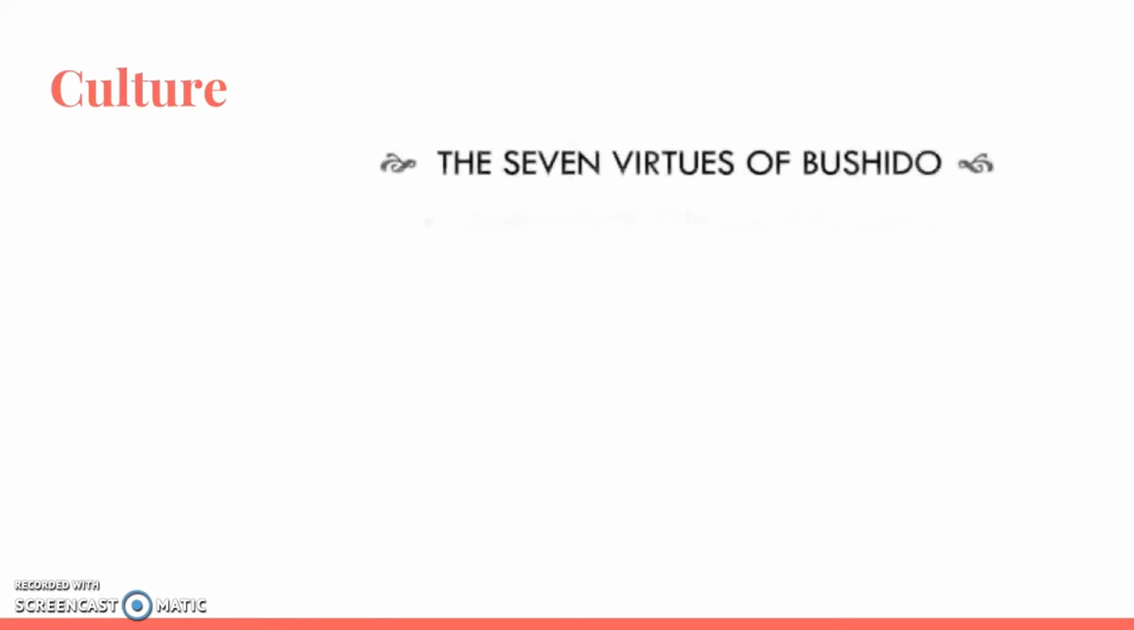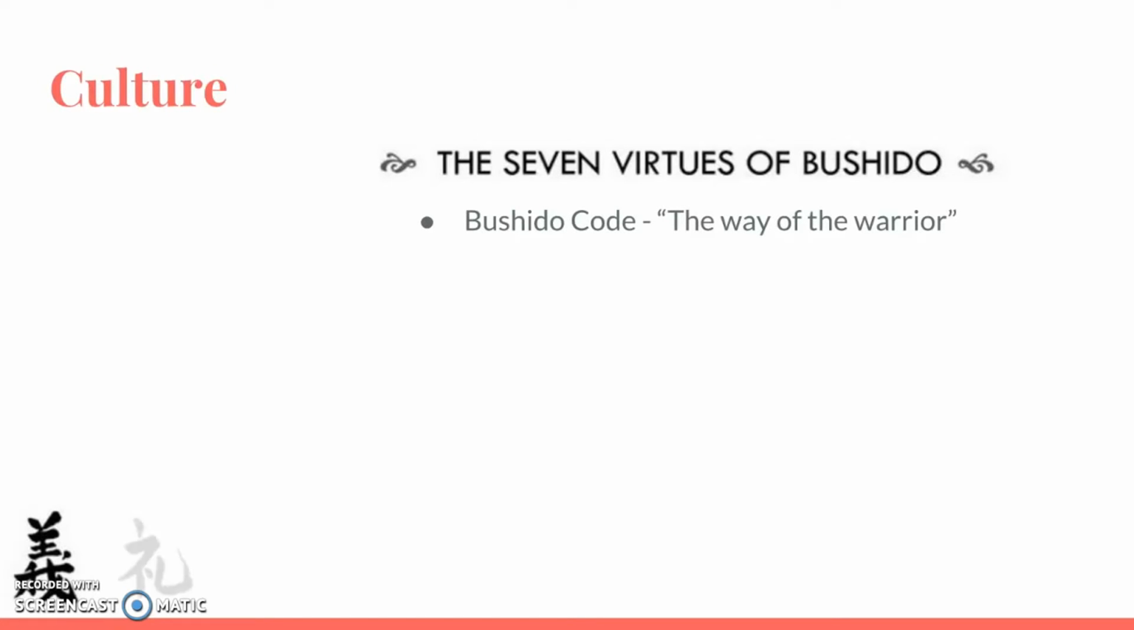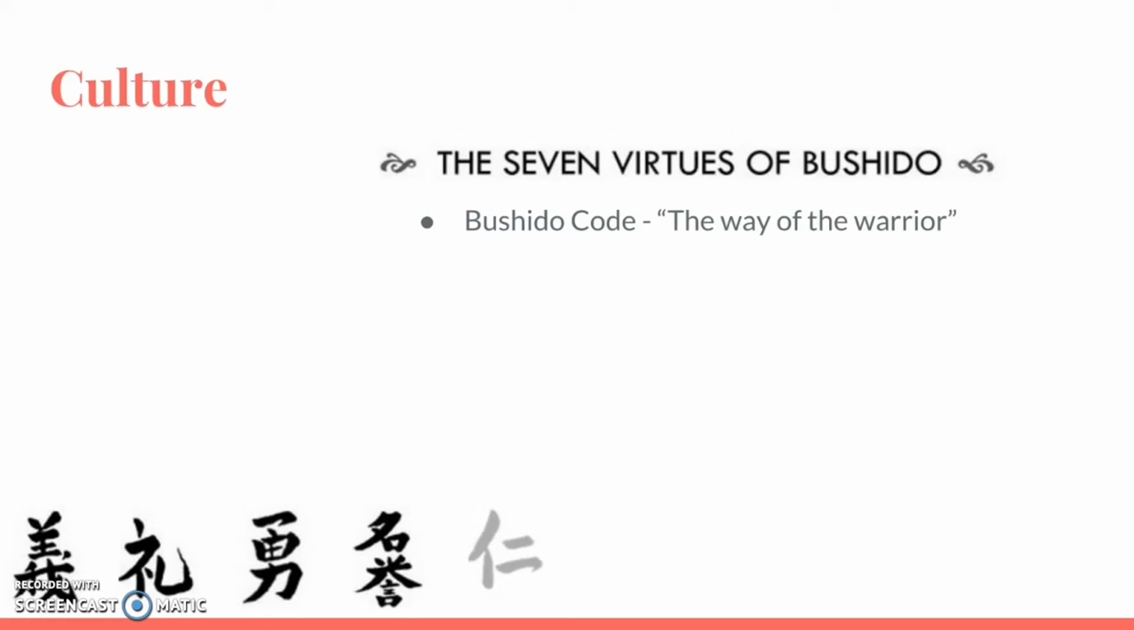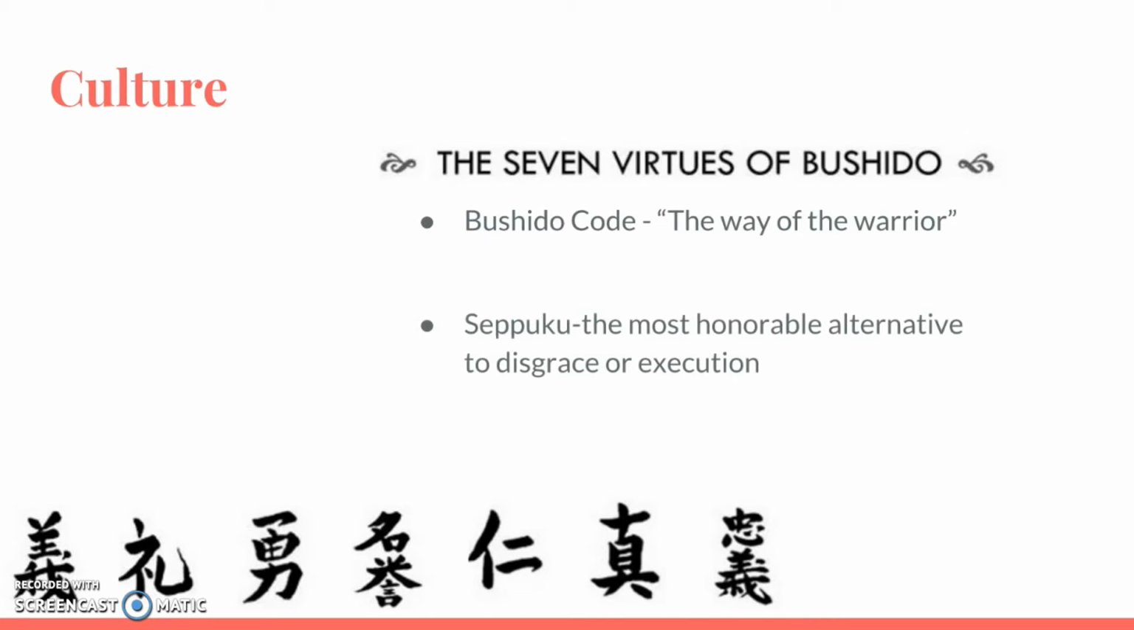Japanese culture is unique in many aspects. One of its main specialties is the Bushido Code, meaning the way of the warrior. The 7 aspects of the Bushido Code are Ji, which stands for righteousness, Yu, which stands for bravery, Jin, which stands for humanity and charity, Rei, which stands for attitude, Makoto, which stands for honesty, Mei, which stands for honor, and finally Shuri, which stands for loyalty and devotion.